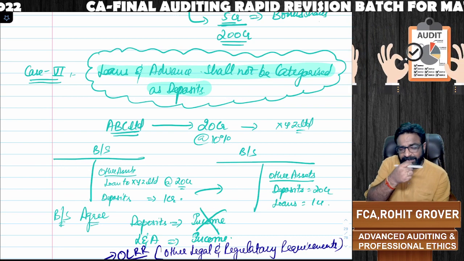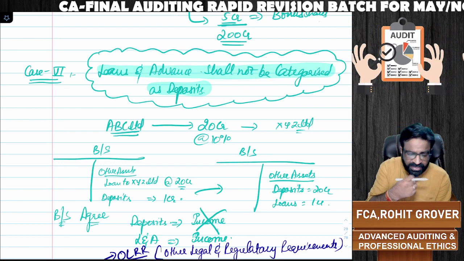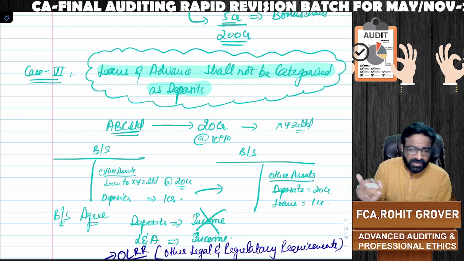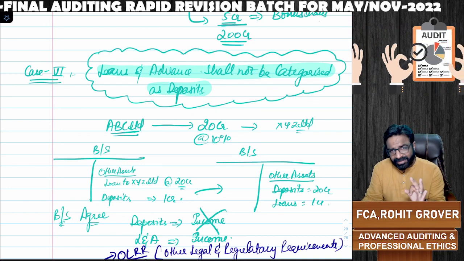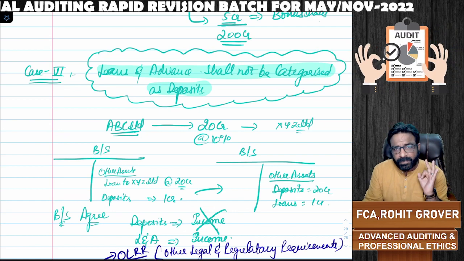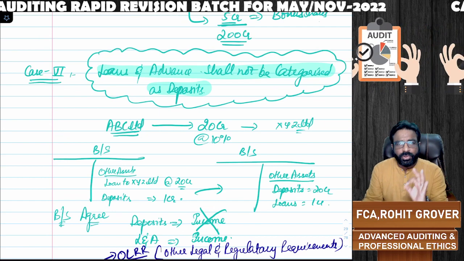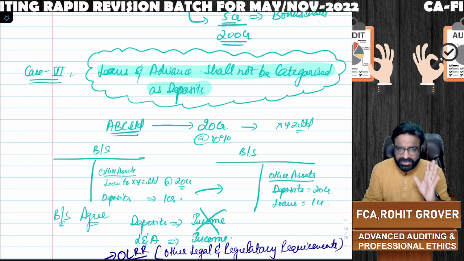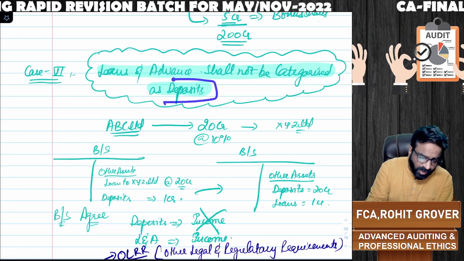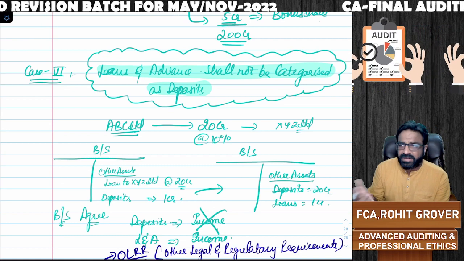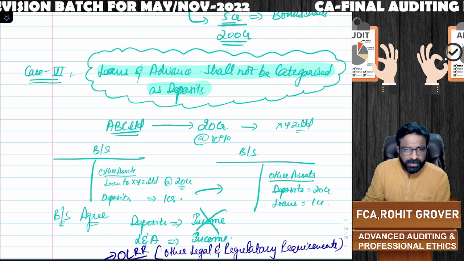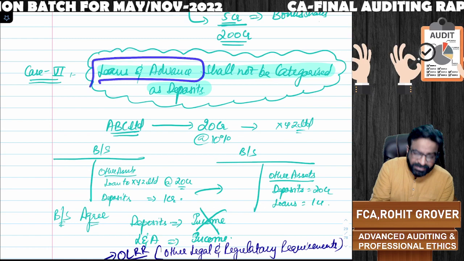So if your client is showing some of the loans and advances which it has given in the form of deposits, make sure that you tell your client not to show it like that. The reason is very simple. Deposits are non-income generating assets, say for example, lease deposit, rent deposit, or any kind of deposit. But loans and advances are income generating assets.